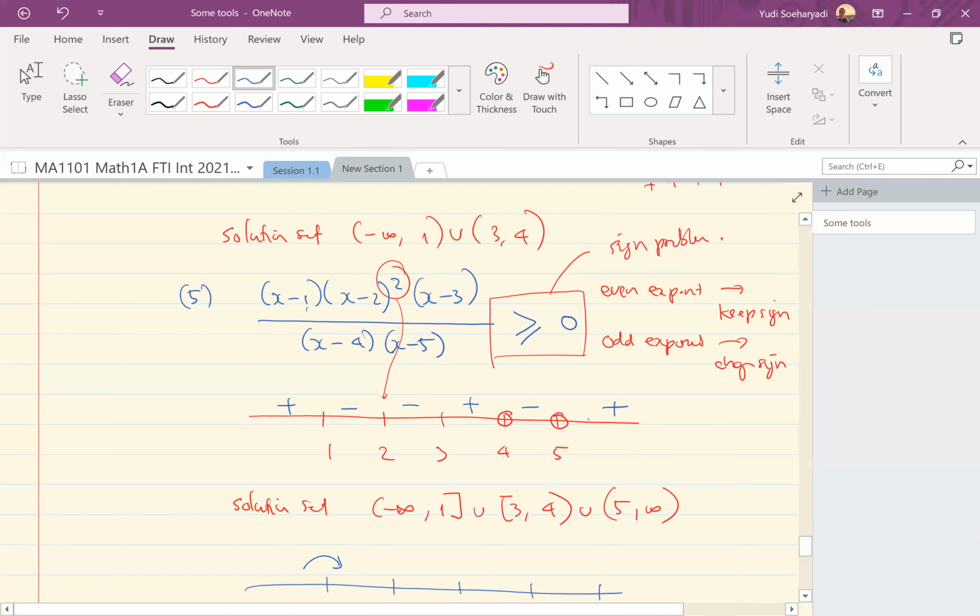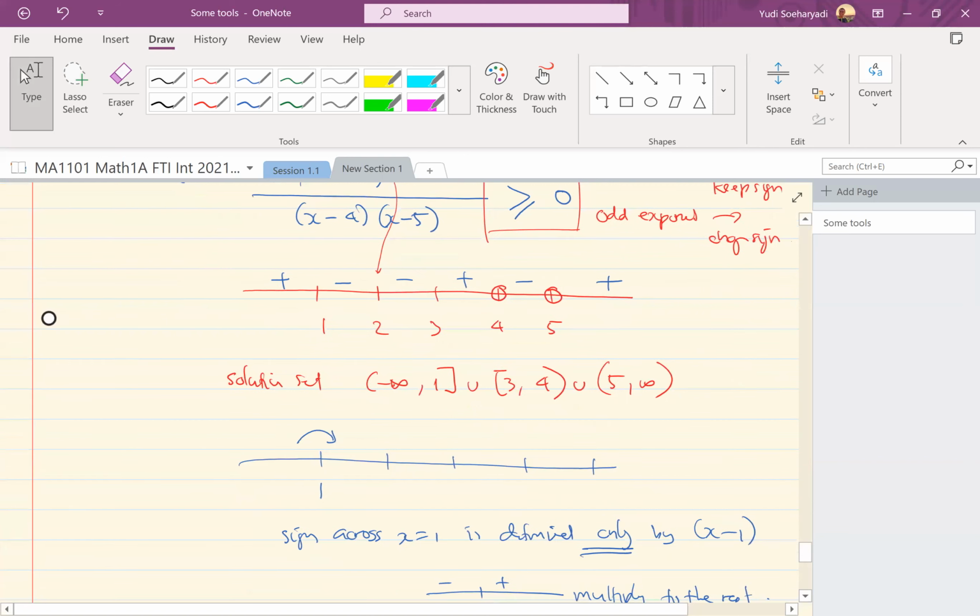So across 5, you change the sign from positive to negative. Across 4, you change the sign again and it becomes positive. Across 3, change the sign to negative. Across 2, this is the only factor which has an even power, so you keep the sign, which is negative. Then you change the sign again across 1. So this becomes easy.